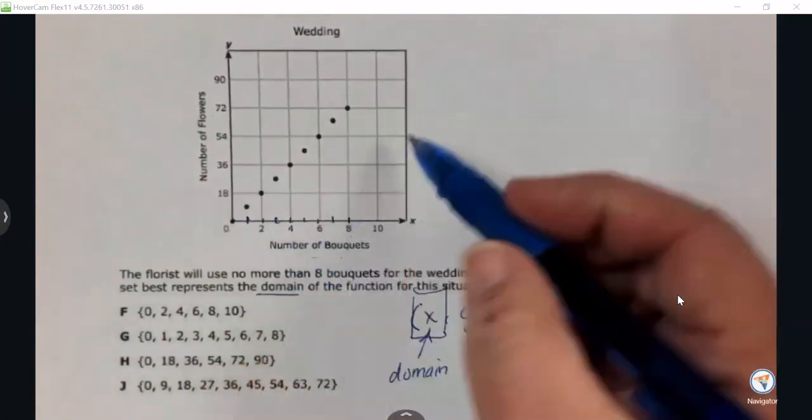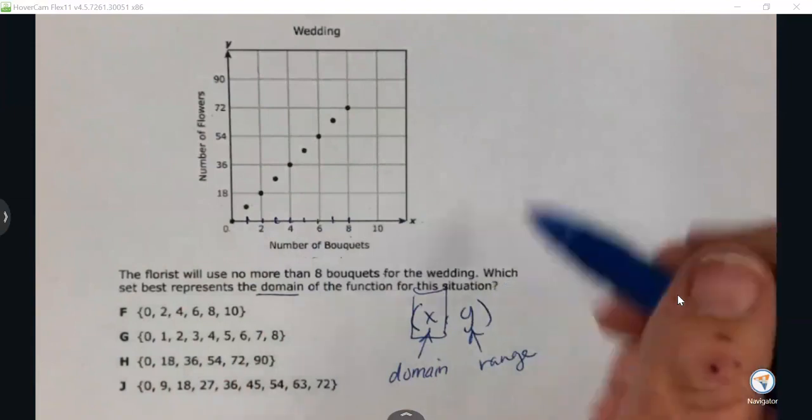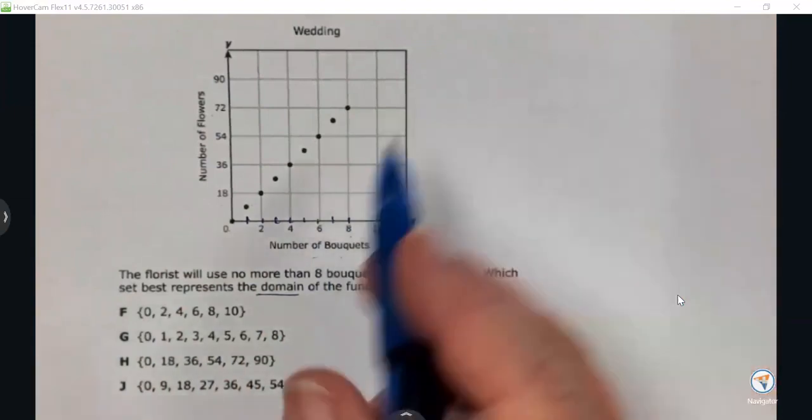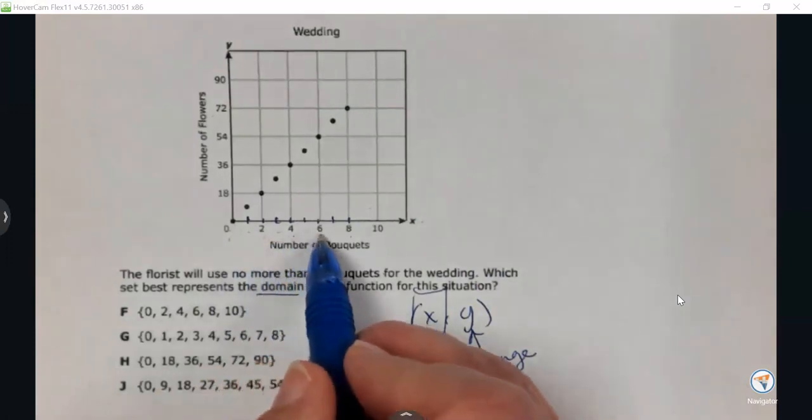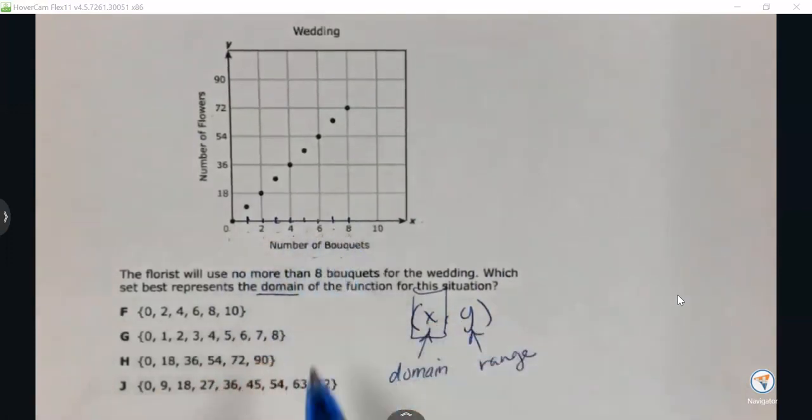And notice it stops at 8 because they're not going to use more than 8 bouquets. So it stops at 8. It looks like our values should be 0, 1, 2, 3, 4, 5, 6, 7, and 8, which is G. So G would be our solution. We're just asking for the domain.